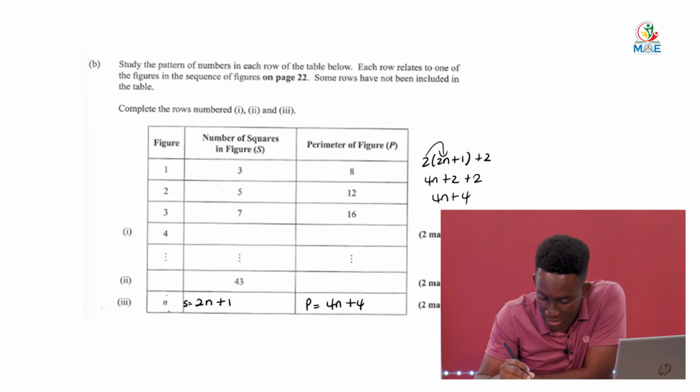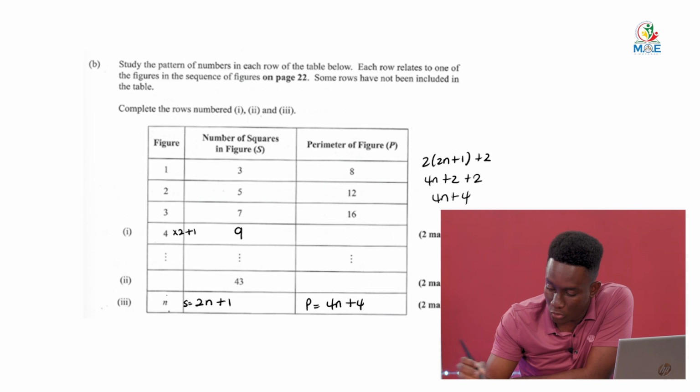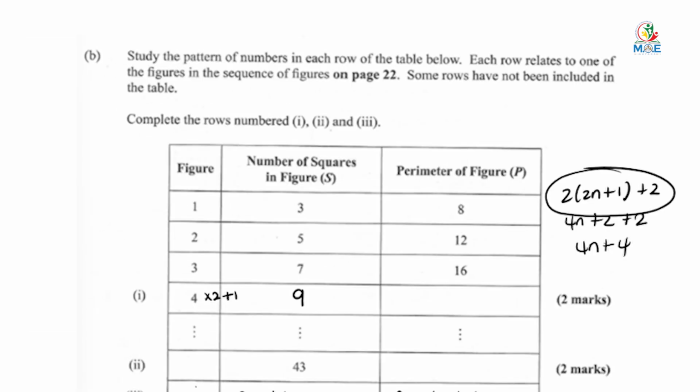So this will be 4 times 2 plus 1. So 4 times 2 is 8. 8 plus 1 is 9. And now to move from here, we see the original thing that we started out with. I'll use that because that is easier. So it's 2 times whatever is here. So 2 times 9 plus 2. So 9 times 2 is 18. 18 plus 2 is 20.